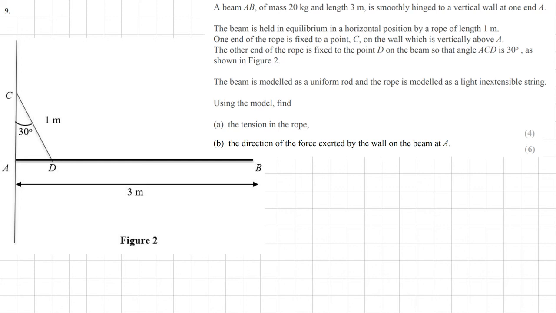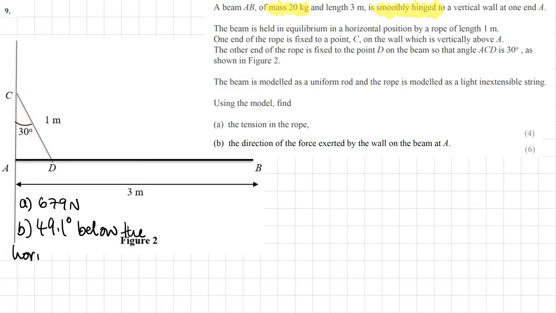Question number 9. A beam AB of mass 20 kg and length 3 meters is smoothly hinged. Okay, so we've got a smooth hinge here to a vertical wall at one end A. The beam is held in equilibrium in a horizontal position by a rope of length 1 meter. The end of the rope is fixed to a point C on the wall, which is vertically above A. The other end of the rope is fixed to a point D on the beam, so that angle ACD is 30 degrees as shown in figure 2.